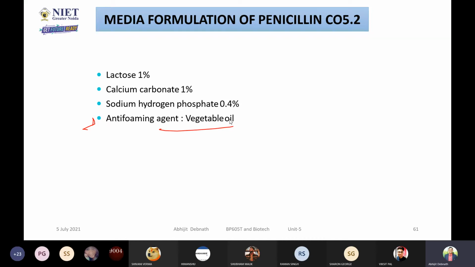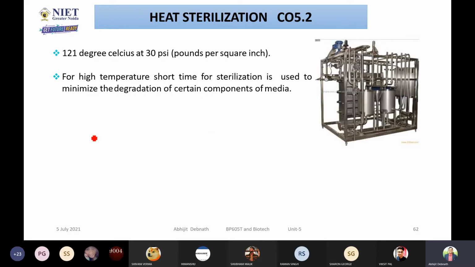So that's why you have to ensure that no foam should appear. And after that, you also have to do heat sterilization at high temperature. For example, in this machine, the things are actually happening. See, why are you actually doing heat sterilization?